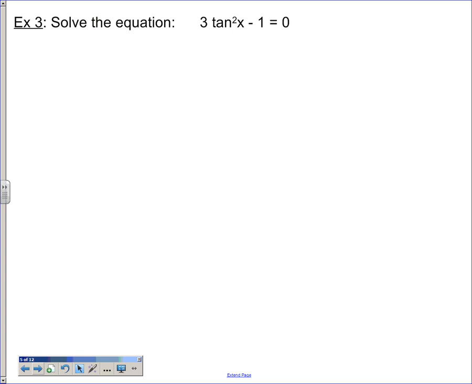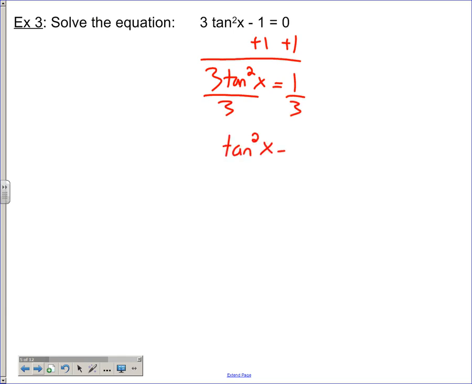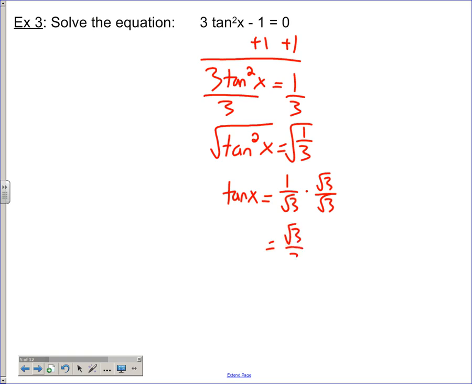Example 3, we have tangent squared. So we're still going to isolate the function. In order to do so, we're going to have to take a square root. So first, let's add 1 to both sides. We get 3 tangent squared x equals positive 1. Now we're going to divide by 3 because we're continuing to isolate, and we get tangent squared x equals 1/3. So when we're solving this, we're going to take the square root of both sides. We get tangent of x equals 1 over root 3, which we'll rationalize. And hopefully now we get tangent of x equals root 3 over 3, which is perfect because that's a unit circle value.